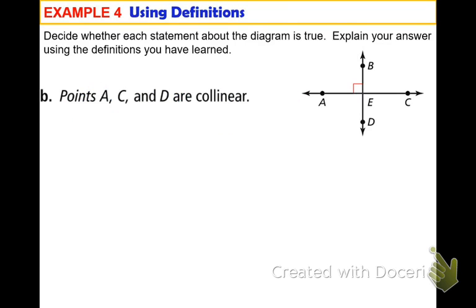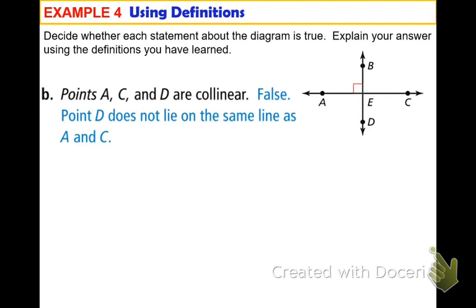Points A, C, and D are collinear. What does collinear mean? On the same line. So is this true? No, it's false. Why is it false? Because D is not on the same line. So you'd say false because D is not on the same line.